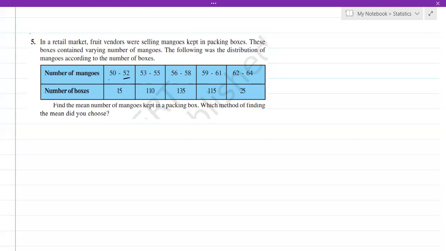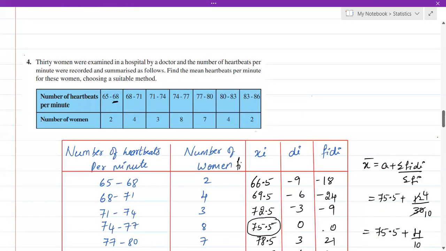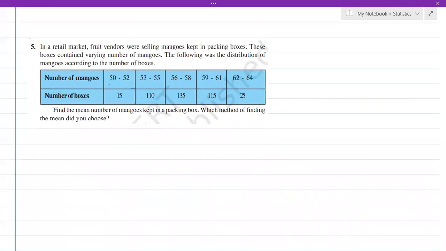In exclusive method, the upper limit of the previous one and the lower limit of the next one will be the same. Let's observe the previous question itself. If you observe the previous question, here you have 68, 68, 71, 71. They are the same, right? This is called exclusive method. But here in this question, the table is actually in inclusive method. So let's convert it.